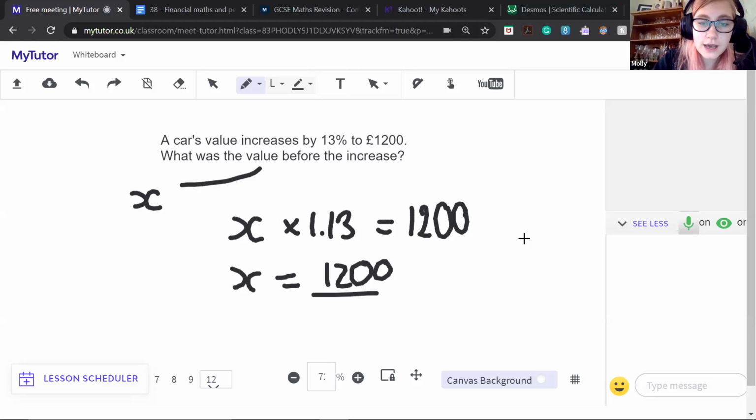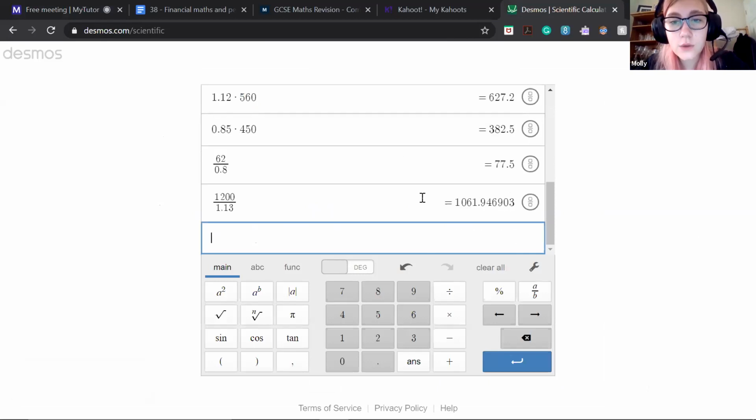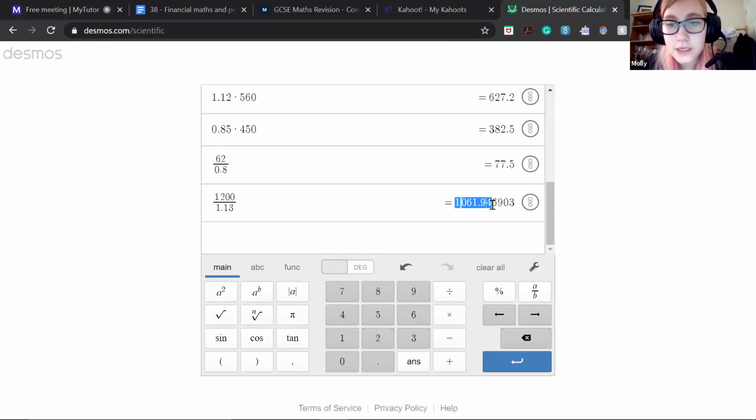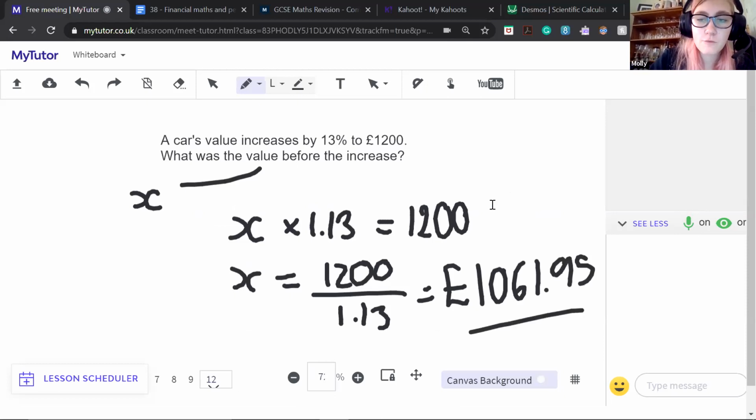So then to work out x, we just divide that. So 1,200 divided by 1.13 leaves us with £1,061.95, rounding that to 2 decimal places.